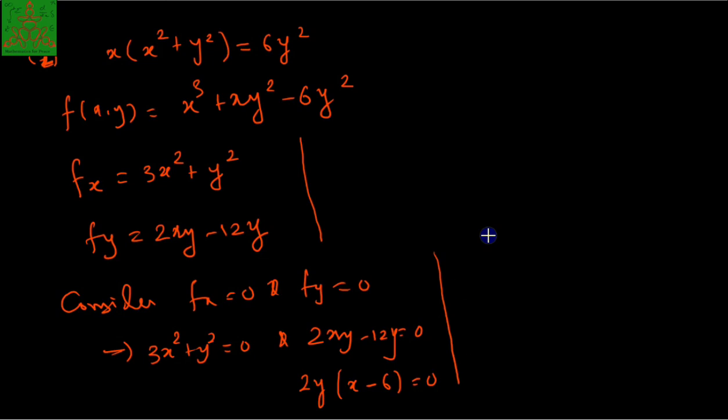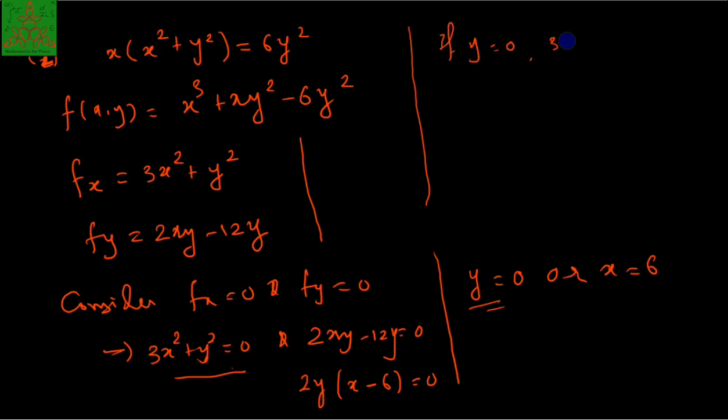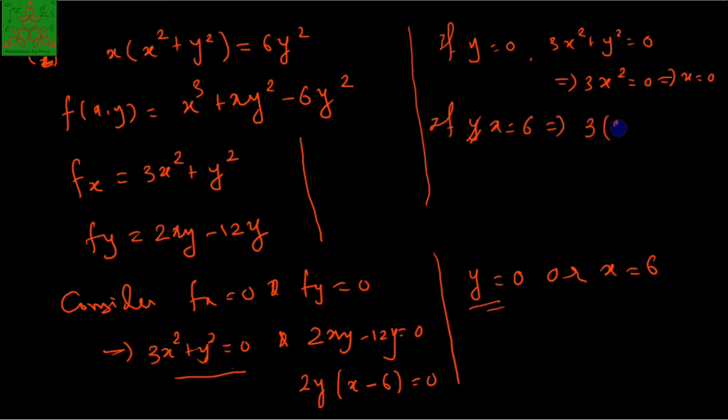Therefore we'll have two solutions: the first one is y equal to 0, or x is equal to 6. Now by substituting, if y equals 0, the equation 3x squared plus y squared equal to 0 gives 3x squared equal to 0, which implies x will be 0. And if x is 6, then 3 into 36 plus y squared equals 0, so y squared will be minus 3 into 36, which is negative. Therefore this is not possible.